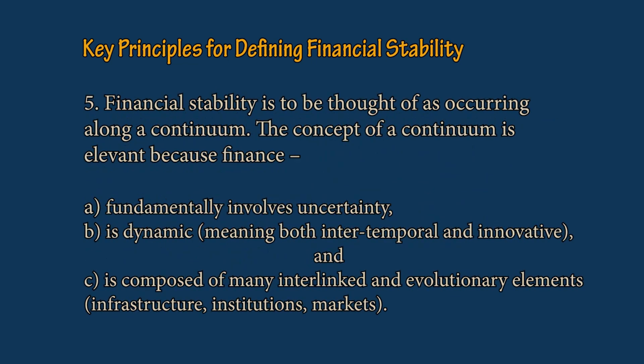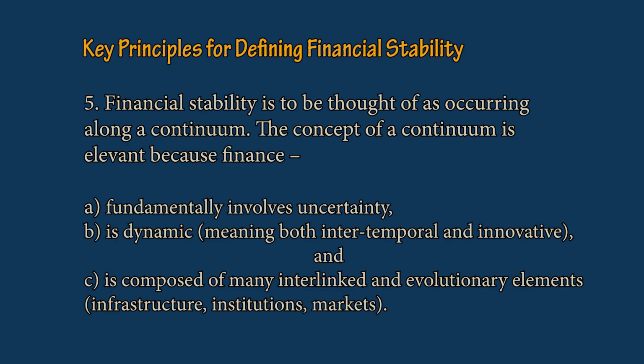Now, the fifth point is financial stability is to be thought of as occurring along a continuum. This whole idea of continuum is an important thing. It's not a static thing, okay? You have to think in a continuum thing. Why is it important? Because fundamentally, finance involves uncertainty. It's today, tomorrow, and so on. It's a dynamic thing. Some instrument which appears to be working now may not be working tomorrow, in a proper expected manner. So it evolves.